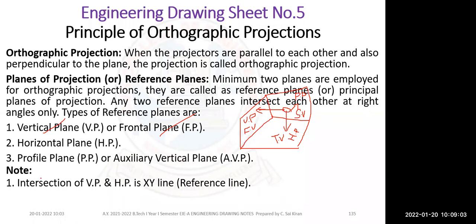Next, note the intersection of VP and HP. Where the vertical plane and horizontal plane are touching, that is my XY line. I have to write X here and Y here.